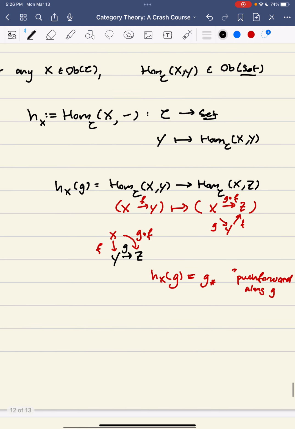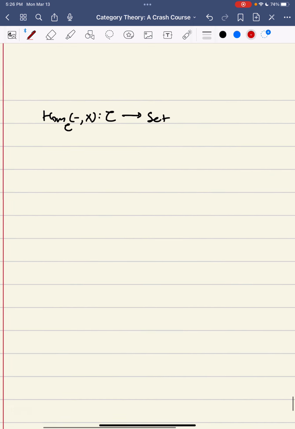And likewise, for any object X, I could think about X as being in the second component. Instead of plugging in X in the first argument and not fixing Y, I want to put X in the second argument and not fix the domain. So it sends any object Y to morphisms from Y to X. What does this do on morphisms?